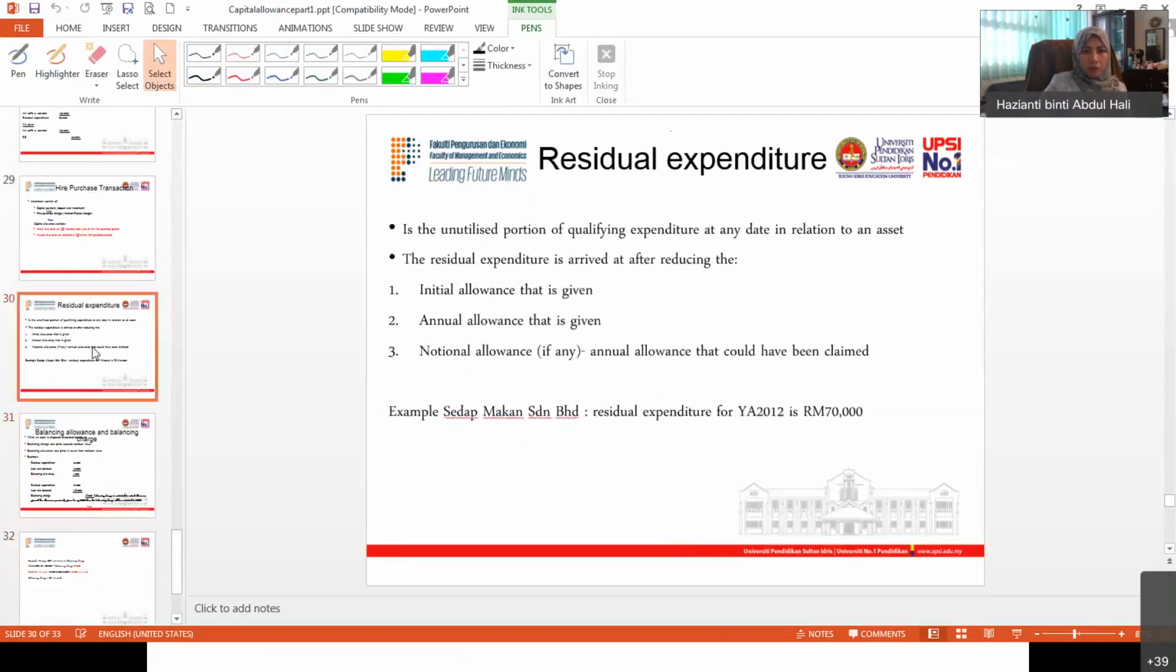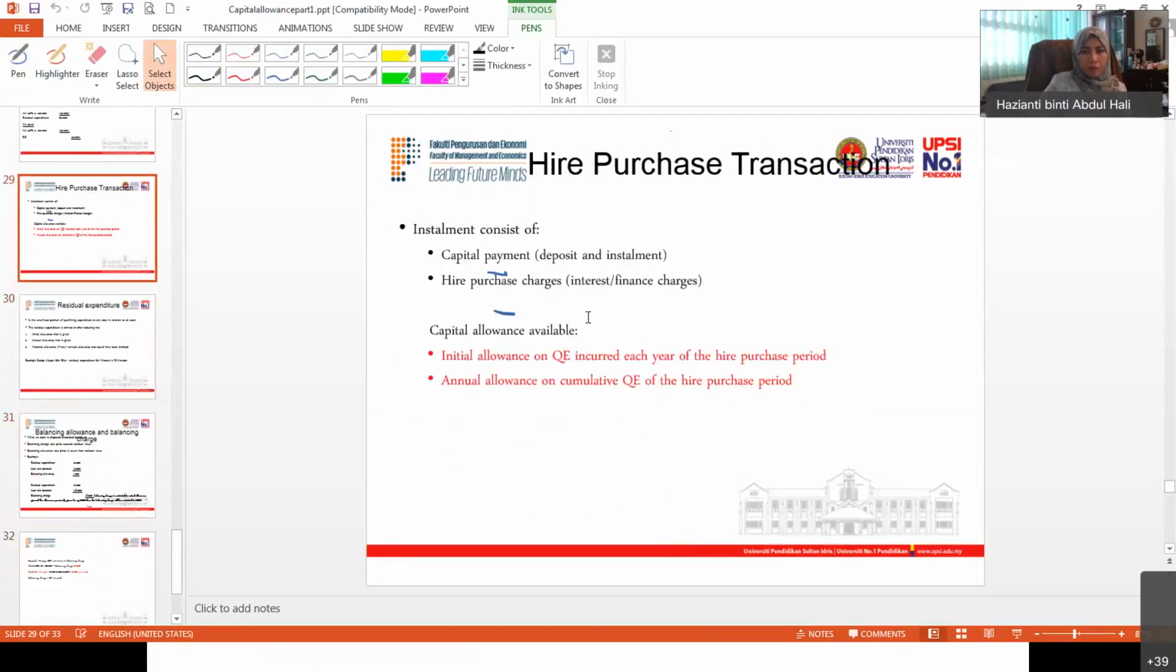Okay, balancing allowance. This one hire purchase ni saya simpan dulu, if later ada soalan yang sesuai, then I will discuss with you.